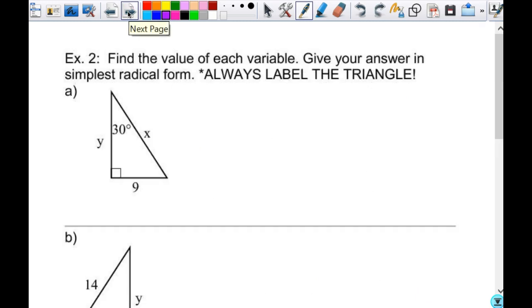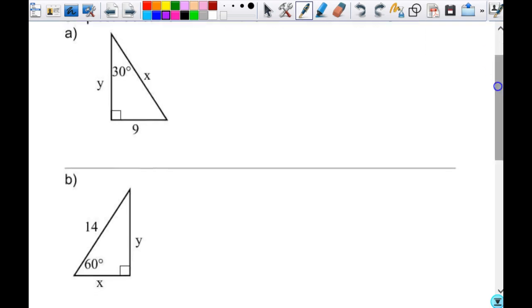So this says find the value of each variable, give your answer in simplest radical form. Always label the triangle in all caps with a little asterisk and an exclamation point. Okay, so just like that reminder I sent you yesterday, you need to put the labels on every single one of these triangles and set up the equations every single time, even if you don't think it's necessary. Through these 2 assignments, I'm going to make you do it every single time. You will get to a point very, very quickly where I will not make everybody do that all the time.